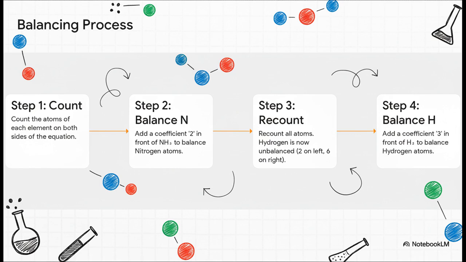So let's tackle nitrogen first. We need 2 on the right, so let's put a big 2 in front of the NH3. Great, now we have 2 nitrogens, but that also gives us 2 times 3, so 6 hydrogens on the right. Okay, no problem. To fix that, we just go back to the left side and put a 3 in front of the H2. And 3 times 2 gives us 6 hydrogens.